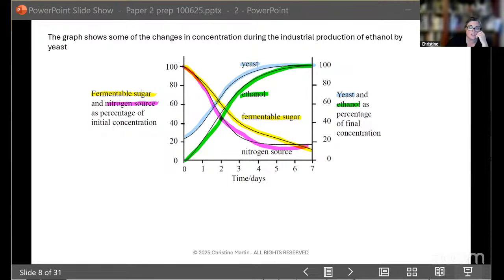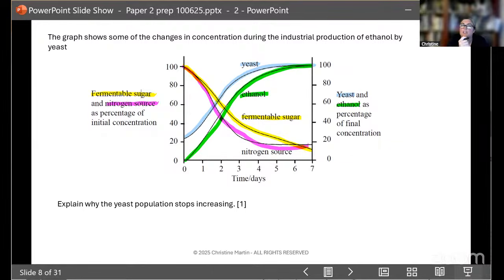So if they give you a question like this, explain why the yeast population stops increasing. Why is it stopping to increase? What's going on? What's happening that's going to stop it? And this is where they want you to understand, well, it's actually stopping at the same point when the ethanol concentration's got really high. And you should know that ethanol at high concentrations is toxic.